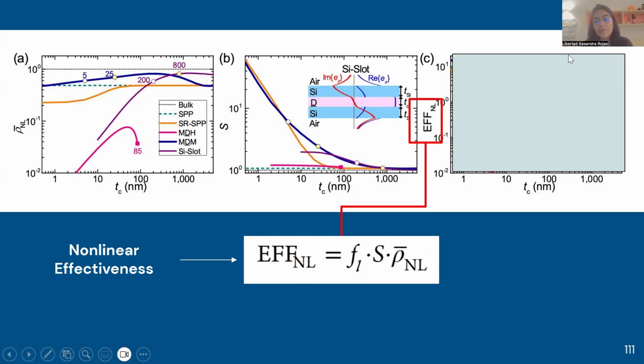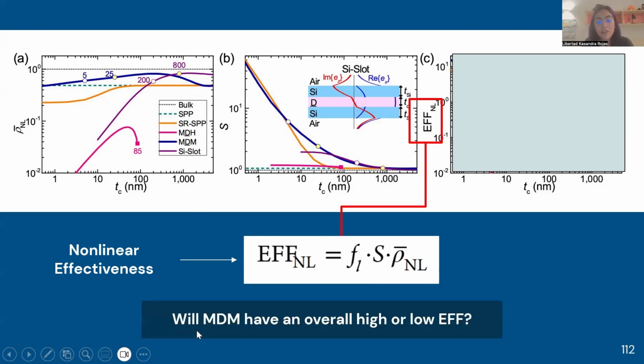And with that said, before revealing what this plot actually looks like, considering this equation and what I've pretty much just been saying a lot when it comes to MDM waveguides, do you think that the MDM waveguide is going to have an overall high or low nonlinear effectiveness? The question is, will MDM have an overall high or low EFF?